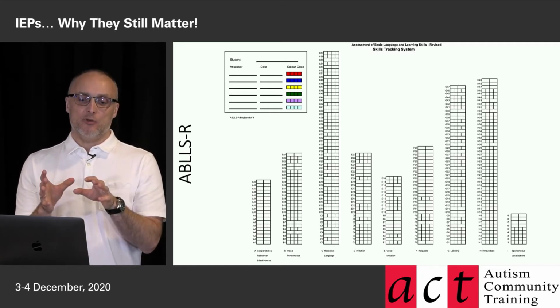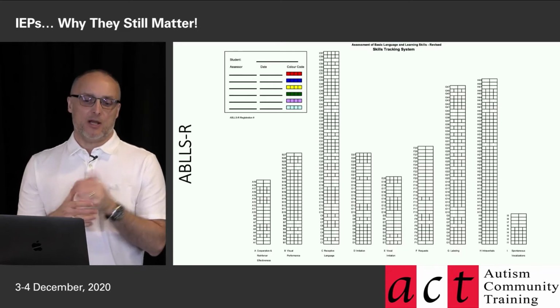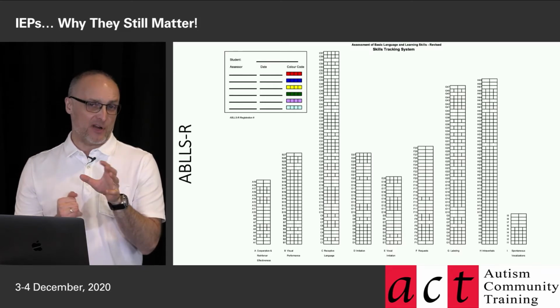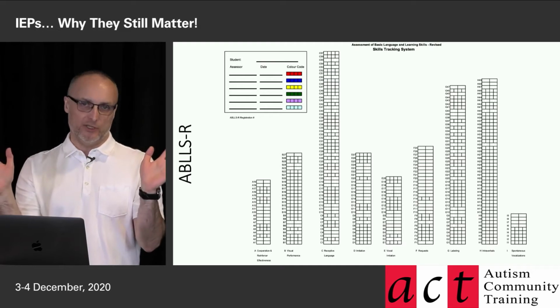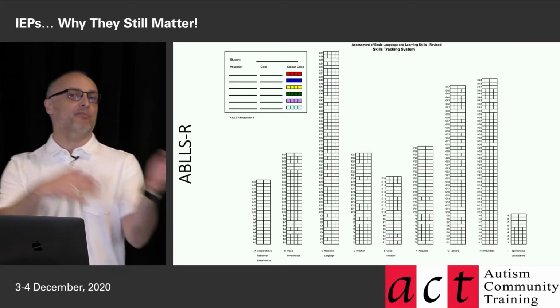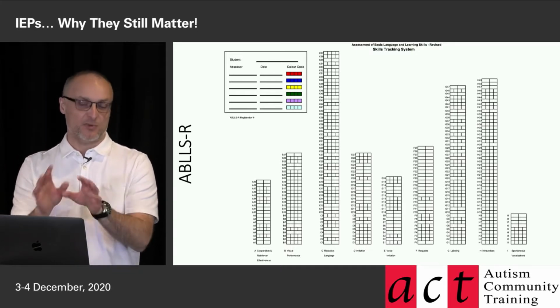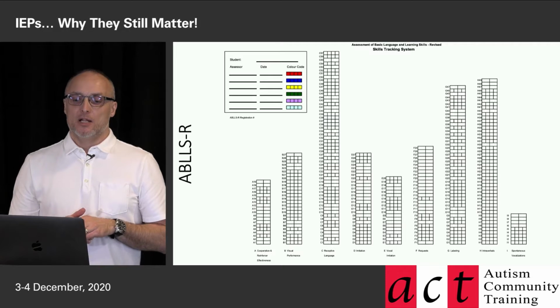But if you apply this assessment to a typically developing student who doesn't have autism, by the time they enter kindergarten, your average 5-year-old would have all of these skills filled in. The whole thing would be colored in. Kindergarten is predicated on the assumption that every student coming in can do all of the skills that are represented in something like the Assessment of Basic Language and Learning Skills.